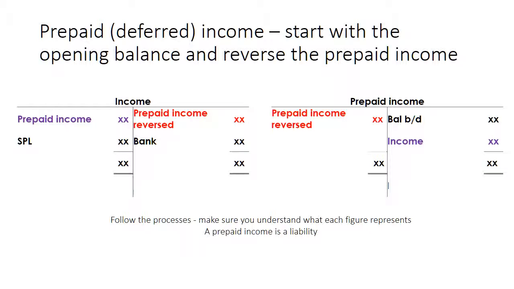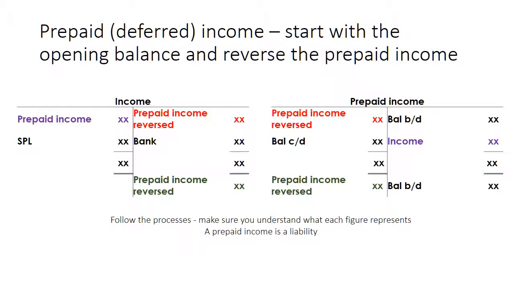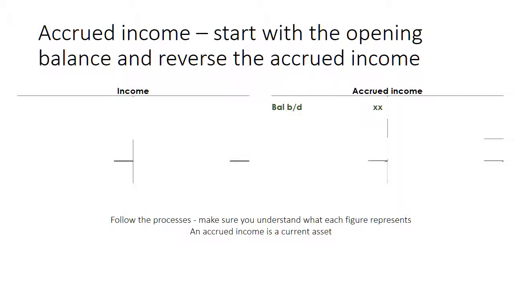Next, we can balance off our prepaid income account, balance carried down and brought down, the brought down representing a liability at the end of the year. Finally, then, at the start of the new year, we can reverse that prepaid income account like so. And that's prepaid income dealt with. The final slide deals with accrued income. So we start with a balance brought down on the debit side.